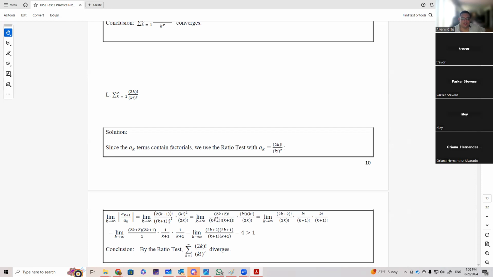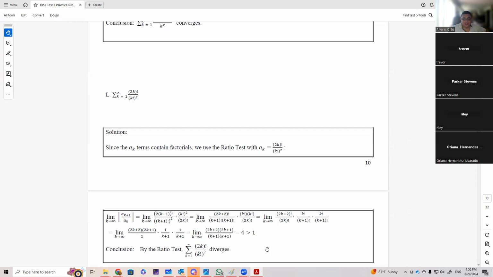Now, for the k factorial squared situation, I have k plus 1 factorial squared. I can see that as k factorial times k plus 1, squared. And so I can cancel with the k factorials that I have right here. At the end of the day, I'm just going to have 1 over k plus 1 for each of those k factorials that I had. And so now I have here 2k plus 2 times 2k plus 1 over k plus 1 squared. And then when I do the limit here, that's going to give me 4.